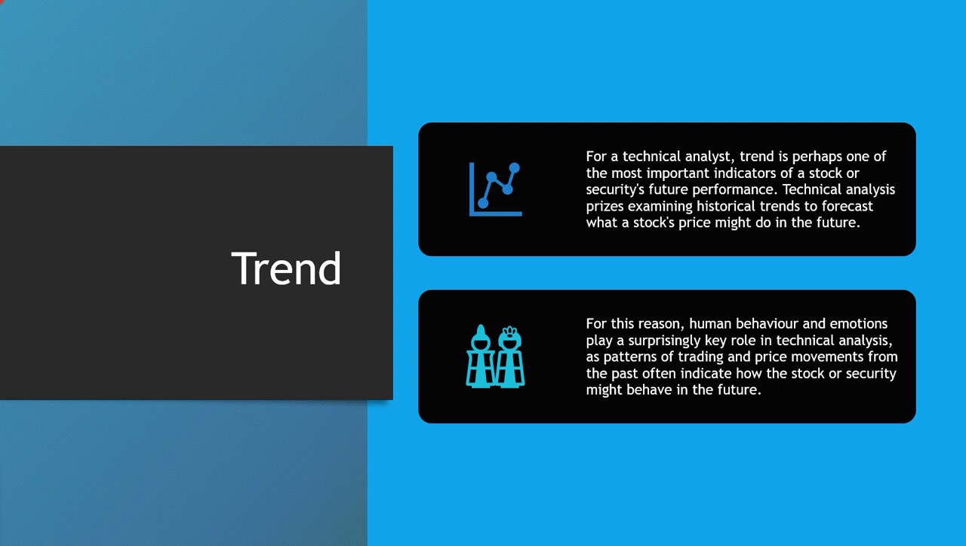And as I mentioned, trend lines and trends. For a technical analyst, trend is perhaps one of the most important indicators of a stock or security. Technical analysts prize examining historical trends to forecast what a price might do in the future. For this reason, human behavior and emotion play a surprisingly key role in technical analysis. Patterns of trading and price movements from the past often indicate how the security or the stock will behave in the future. Okay. Now we keep referring to historical.